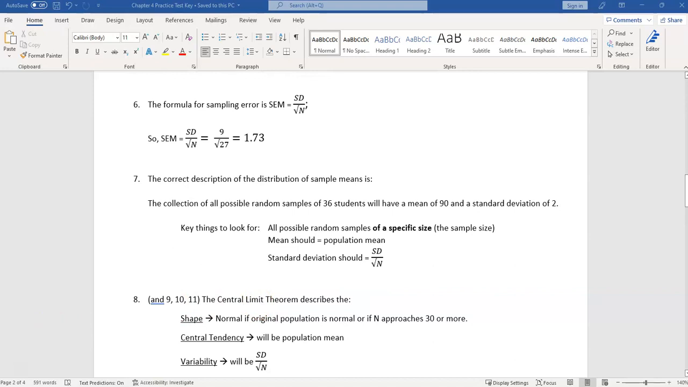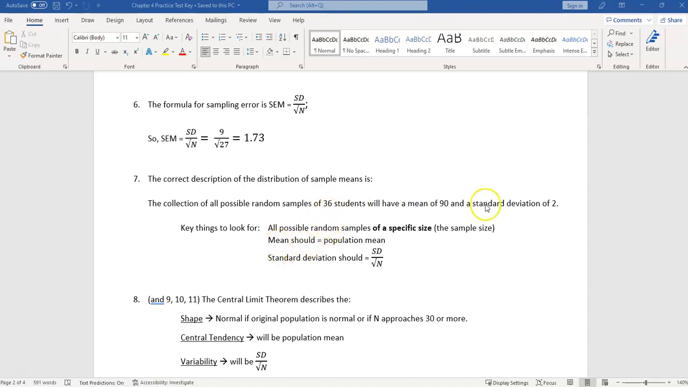Number 7 is asking you to decide which of these options is the better description of a distribution of sample means. Well, there are 3 things you need to be looking for. The correct answer is going to correctly describe that it is all possible random samples of a specific size. That's what people typically forget. And what specific size? It's the sample size. So it's all possible random samples of the sample size that you chose, in this case 36.